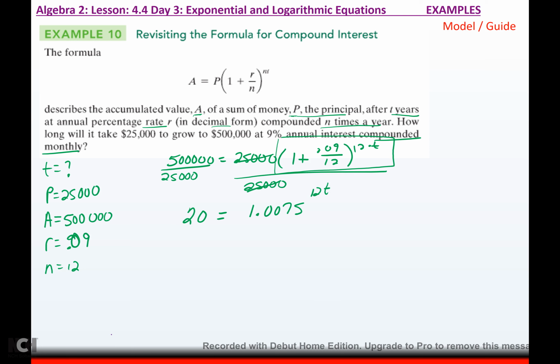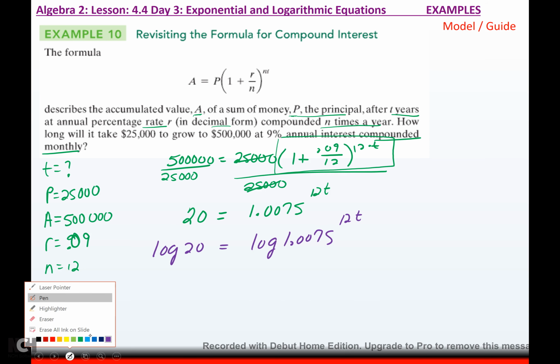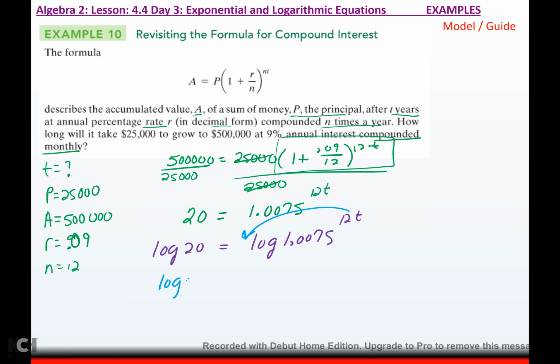Now to get t out of the air. Well, remember when we were doing the ones with e, to drop it like it's hot, to get it out of the air, we used the natural log. Well, here we don't have base e, we have a different base, which all that means is we need to log both sides instead. So if I log 20 and log 1.0075 to the 12t, now I can drop it like it's hot. So I'd have log 20 equals 12t times log 1.0075. Now t is on the ground.